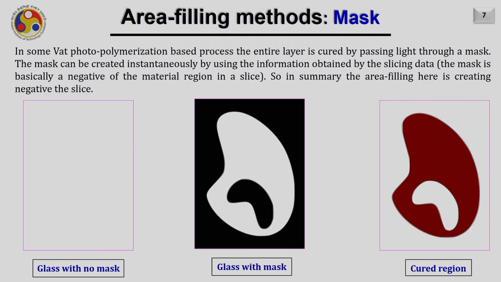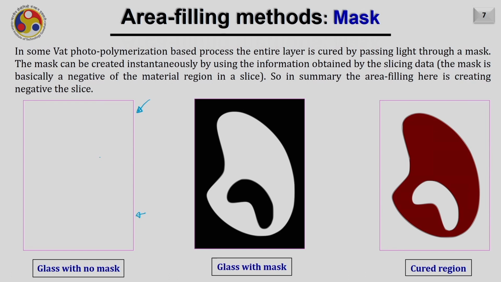So, what happens? We start with a glass with no mask, like here. Assume that the boundary you are seeing here in pink color is associated with the boundary of the glass and the entire region is transparent. If the light falls onto it, the light will pass through everywhere.